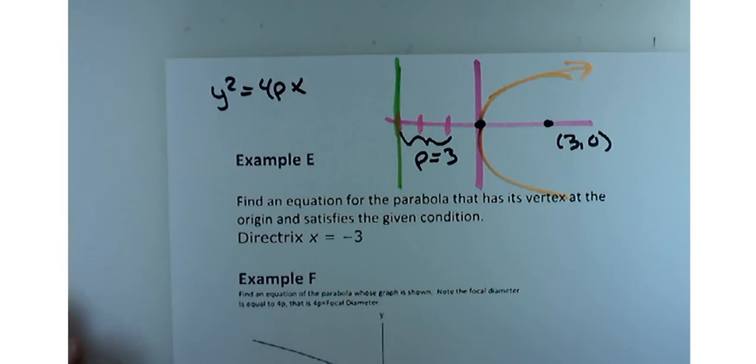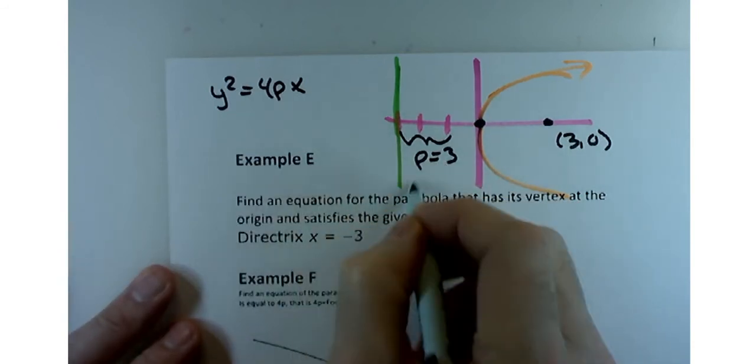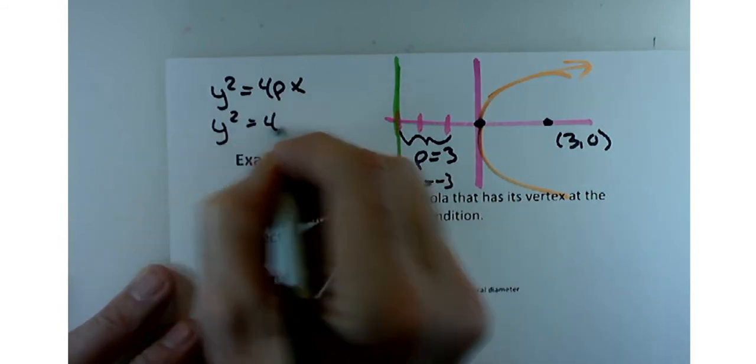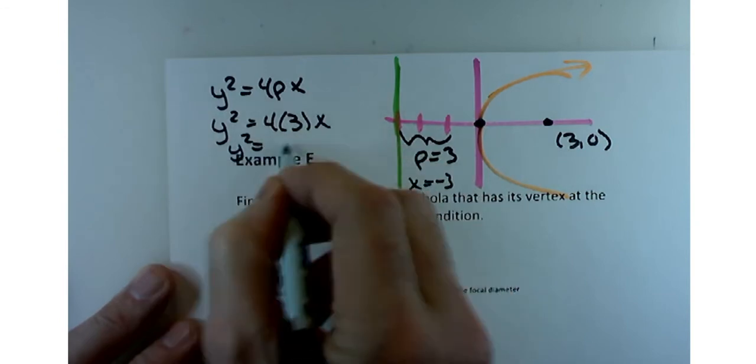And it looks like we're deriving this thing again. This is x equals -3. y squared equals 4 times 3 times x. So y squared equals 12x.